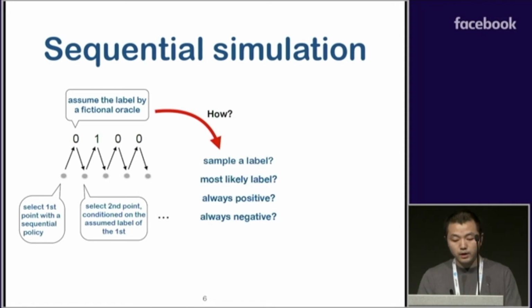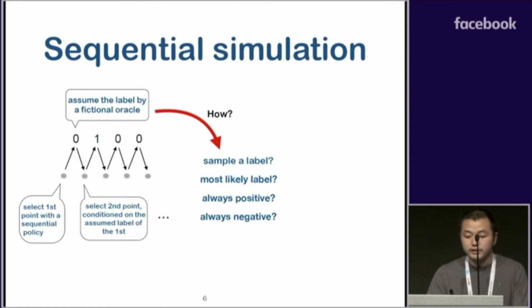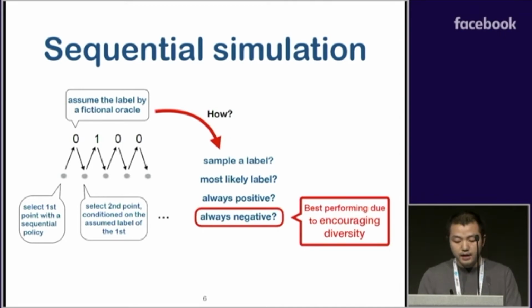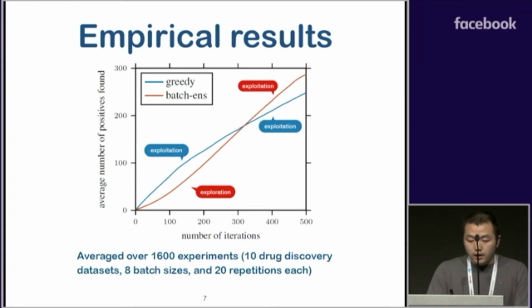For example, you can sample a label. You can use the most likely label or always assume positive or negative. Interestingly, we find always assuming negative performs the best. This is because assuming negative creates repulsion, and this repulsion encourages diversity of this batch and hence better exploration of the search space. We find that our non-myopic policy improves over myopic ones by a large margin and demonstrates nice exploration-exploitation behavior.